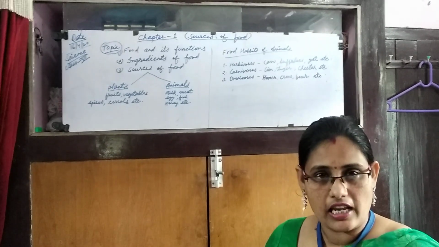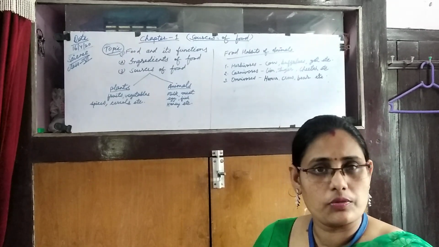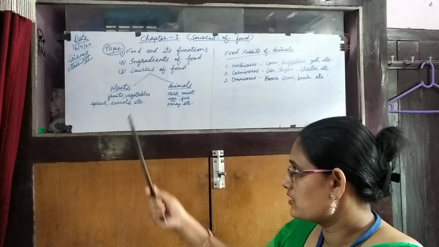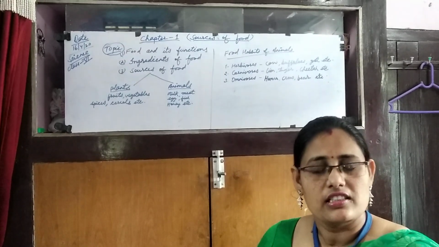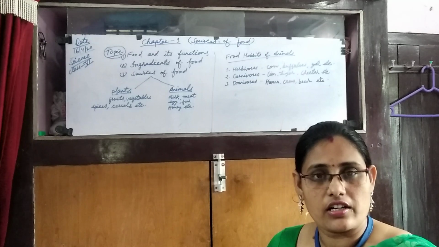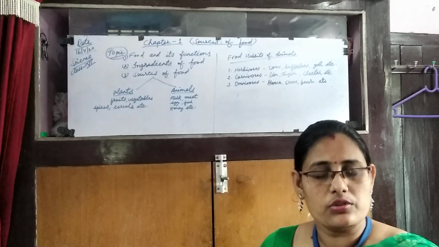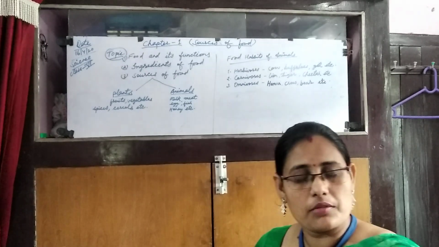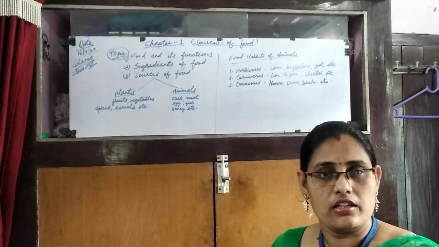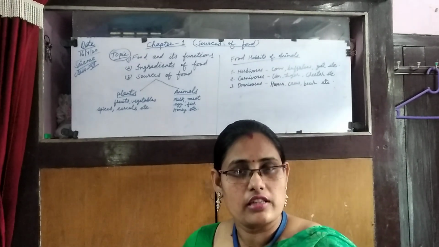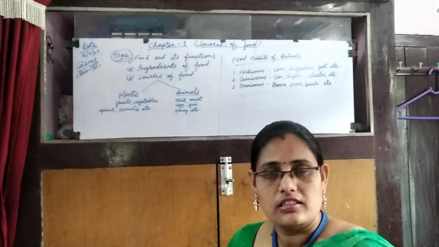So, in our daily life, we eat various plant products. We eat various parts of the plants as food. Suppose, for example, we eat roots like beet, carrot, radish, etc. We eat a stem also as food like onion, potato, ginger, etc. We eat some leaves also as food like spinach, and all. We eat fruits as food like apple, mango, etc.